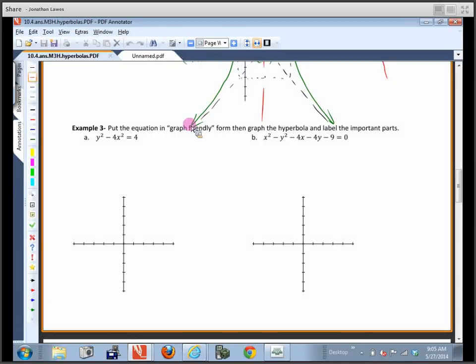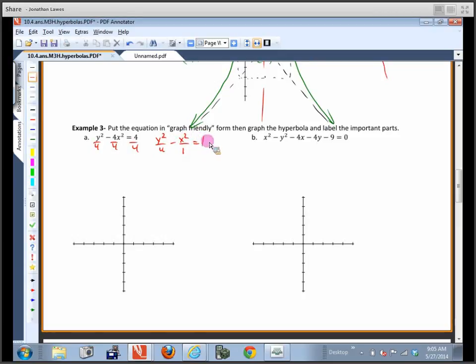In order to put these in graph-friendly form, you have to have perfect squares with both x and with y. And these are already written as perfect squares. So we're all set to go. All we need to do is turn that into a 1. So if I go through and divide everything by 4, that gives me y squared over 4 minus x squared over 1 equals 1.